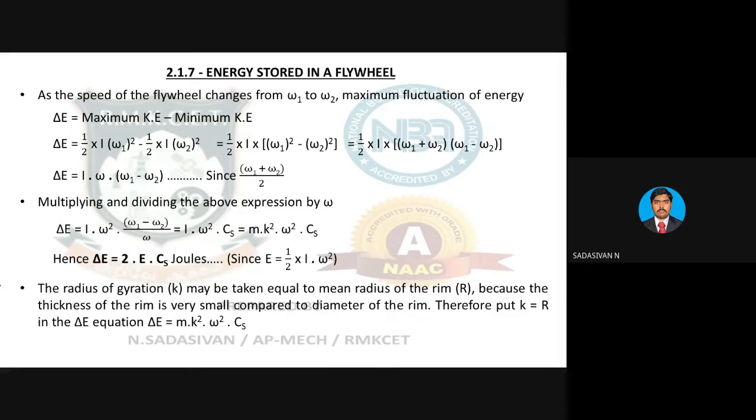So for a flywheel, the energy fluctuation is I omega square into Cs, where Cs is the coefficient of fluctuation of speed. Here mk square is nothing but I, that is mass into radius of gyration square, into omega square, into Cs. So delta E equals 2E Cs.